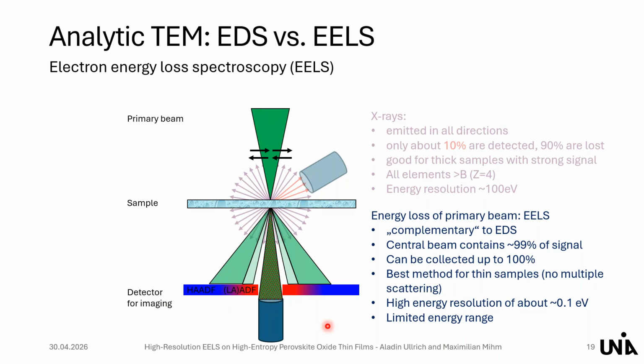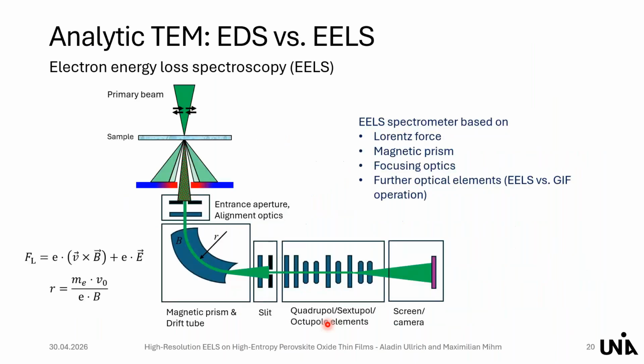So let's have a closer look at the EELS setup now. The EELS spectrometer is shown here in more detail. Basically, it's made out of a magnetic prism that spreads the beam into its energy, like an optical prism. And these dispersive properties are used to finally generate an energy spectrum. And in combination with some optical elements behind the prism, you can then project this spectrum on a screen or on a camera.